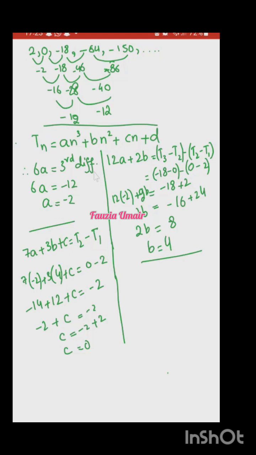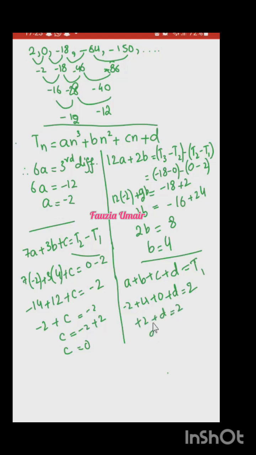Acha. So now what is for D, the equation is A plus B plus C plus D is equal to T1. Excellent. So now we can just put the values: minus 2 plus 4 plus 0 plus 0 plus D is equal to T1. And what is T1? T1 is 2. So minus 2 plus 4 plus D is equal to 2.